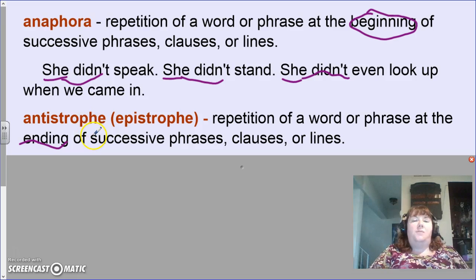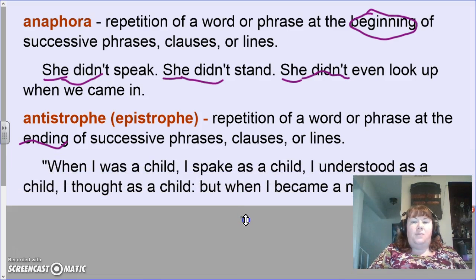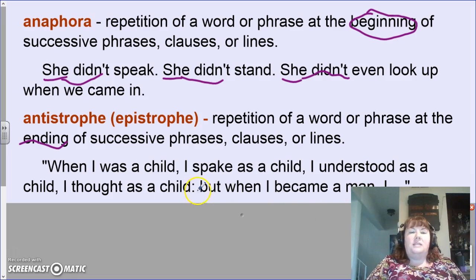So here we're looking for the end phrase. We're not looking for the beginning, we're looking for the end. I know I'm being repetitive, but that's important. Okay. So looking at this one.